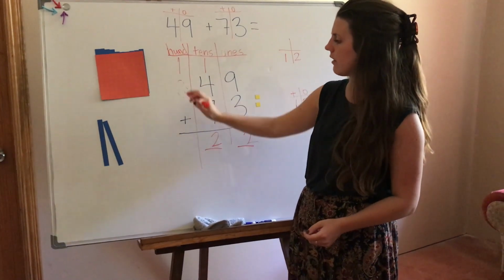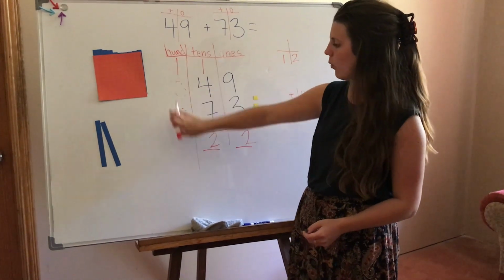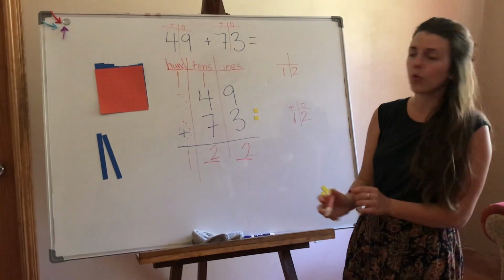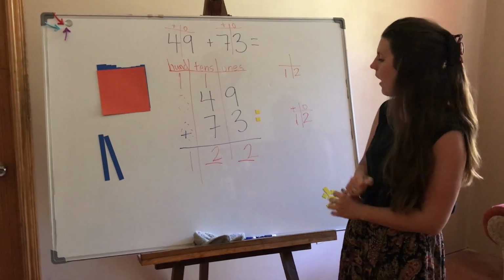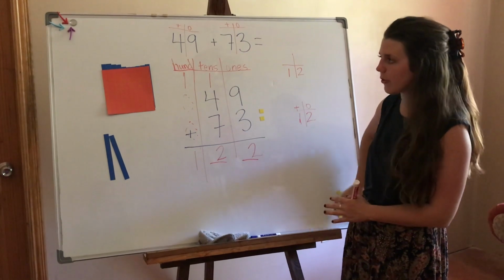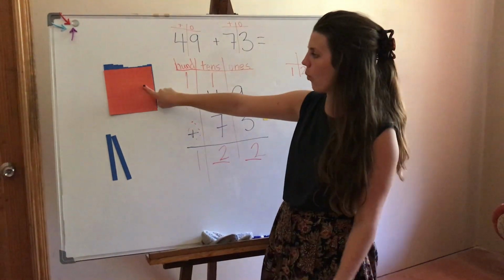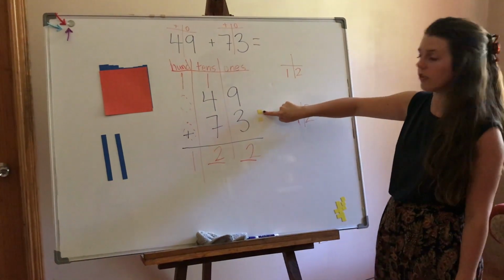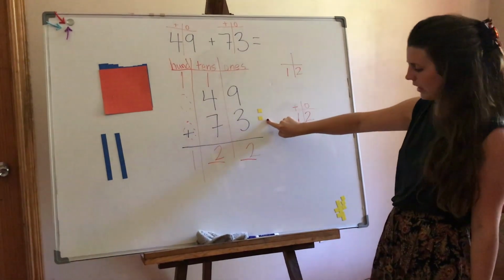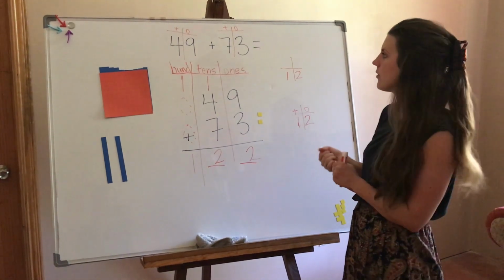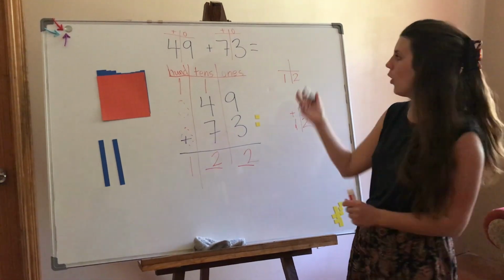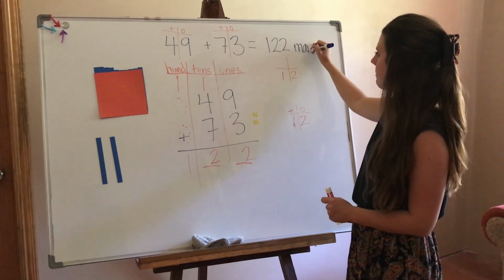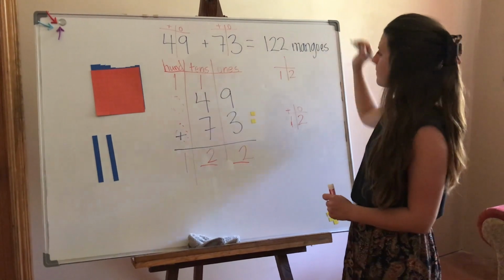These are my invisible zeros. I bring my 1 down, 1 plus invisible 0 plus invisible 0. I have 122. Let's count up the base 10 blocks and make sure we have the right answer. So this is 100, 110, 120, 121, 122. How many mangoes do they have all together? 122 mangoes. Thanks for watching.